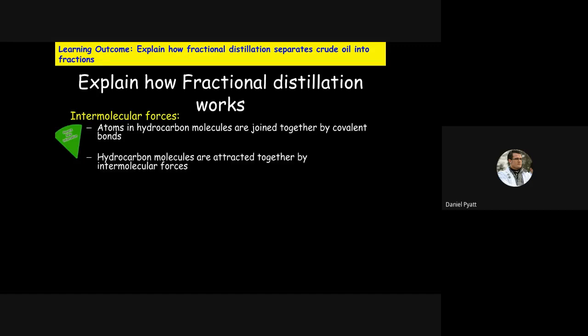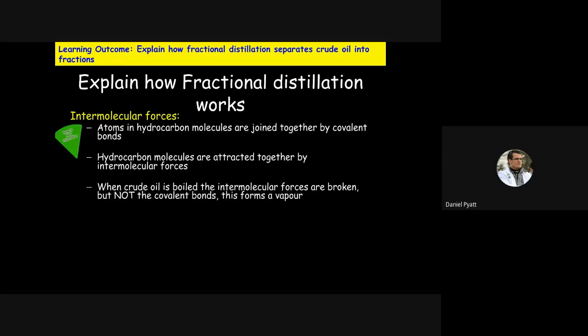And in terms of how this works, the key idea for you to understand is the idea of intermolecular forces. So hydrocarbon molecules are joined together by covalent bonds, but between those chain molecules you have intermolecular forces. The intermolecular force is the thing that's broken, not the covalent bonds, when it forms a vapor. The larger the hydrocarbon molecule, the stronger the intermolecular force is, and therefore the higher the boiling point.